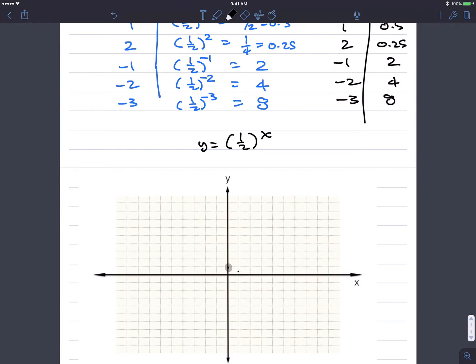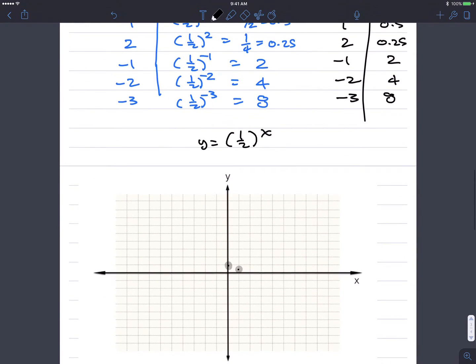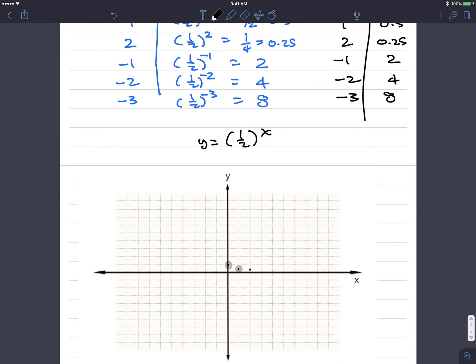Okay. What happens when x is now 2? Y is going to be 0.25, which is 1/4. Notice as x gets bigger, the value of y gets smaller. In other words, we're getting close to that x-axis, but we're never going to cross it. So you're seeing what we start to call the decay curve. So as x gets big, y gets closer and closer to the x-axis.